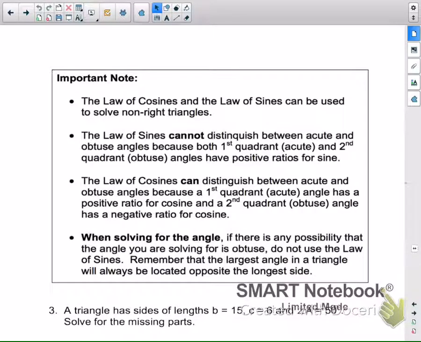So a couple things on this page. Both of these can be used to solve non-right triangles. They can both be used to solve right triangles too. So I'll see people use law of sines on right triangles. That's fine. They work for anything.